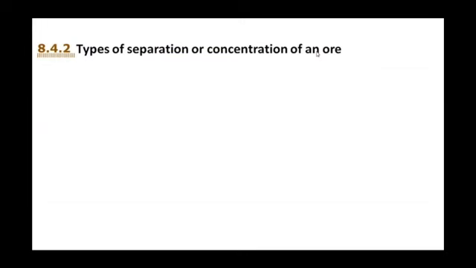Now, let's move on to the next topic, types of separation or concentration of an ore. In the metallurgical process, we learnt about three main steps. And the first step is concentration or separation of the ore. That is, removal of impurities from the ore.